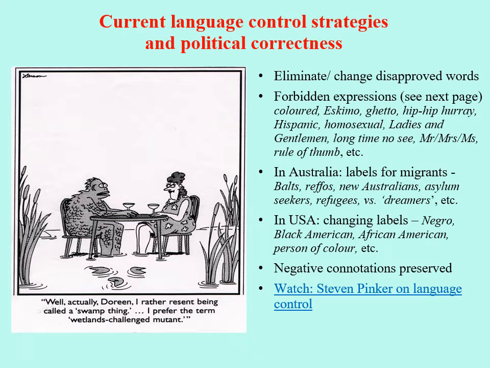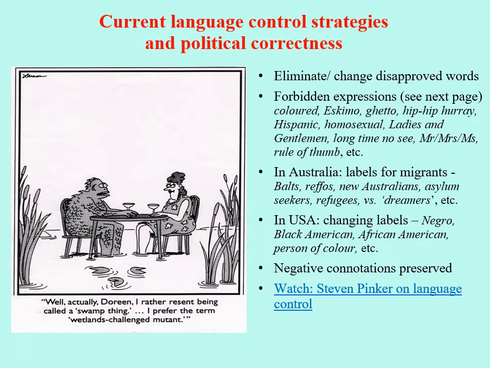Australia is also interesting. Since the 1950s, different words have been used for migrants, which initially tended to be pejorative. Balts, because some of the migrants came from the Baltic countries, refos for refugees, later New Australians. Currently we have words like asylum seekers or refugees. All of these words eventually took on a slightly negative, pejorative connotation. President Obama argued that people who seek refuge in the United States should now be called dreamers in order to get rid of the negative connotations of the other words that have been used.